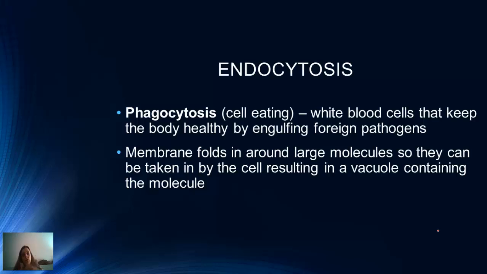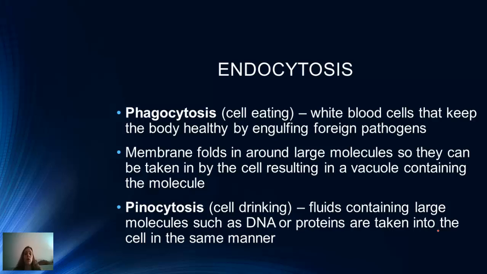We talked about the vacuole organelle in the cell that will hold the molecule until the lysosome breaks it down and gets rid of it. The other type of endocytosis is called pinocytosis, which means cell drinking. So there can be fluids that contain large molecules, such as DNA or proteins, that are taken into the cell through the same methods. So the cell membrane folds around the liquid containing the large molecule and brings it into the cell.